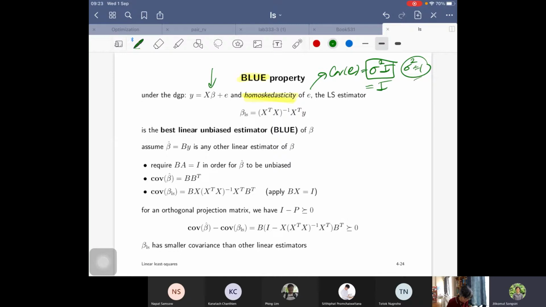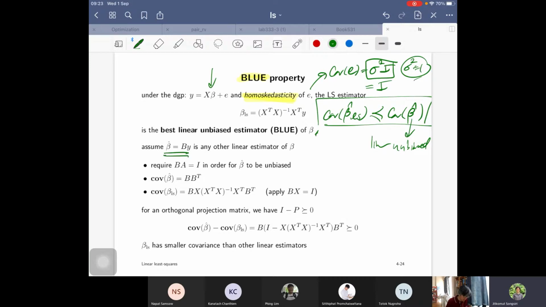We're going to see that the best linear unbiased estimator property of the least square basically means that the covariance of beta hat least square is going to be smaller than the covariance of beta hat from other methods that are also linear and unbiased. So it's the best in the sense that it has the smallest covariance. To show this, we're going to construct another linear unbiased estimator.